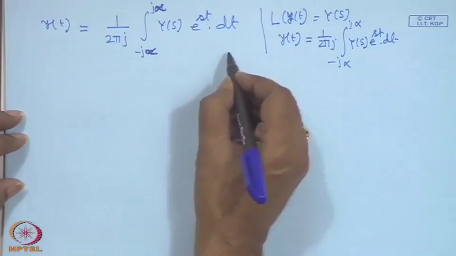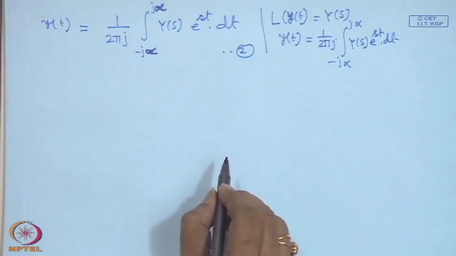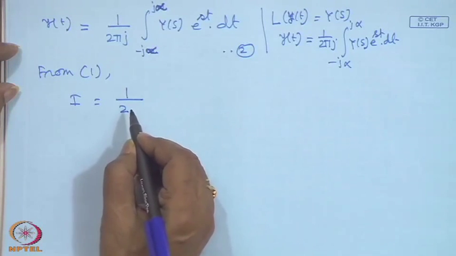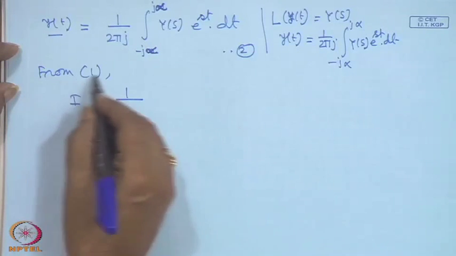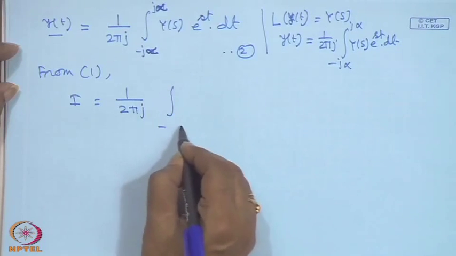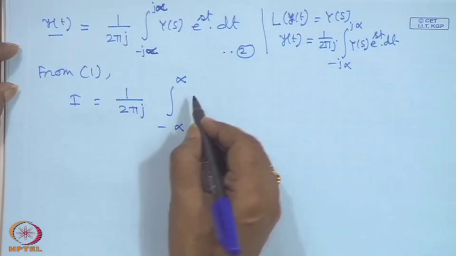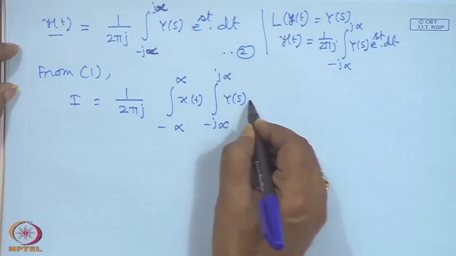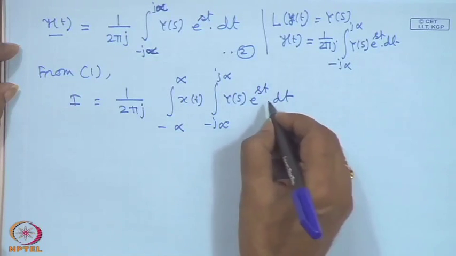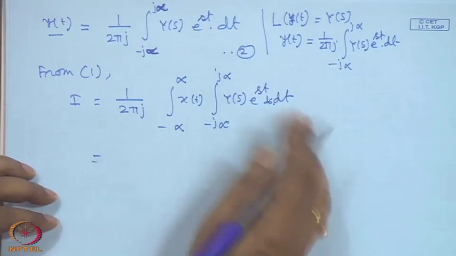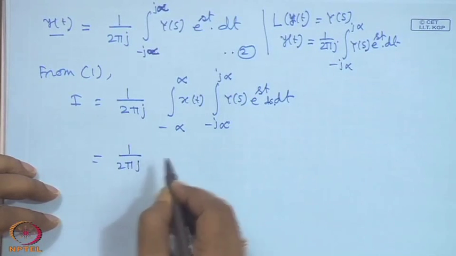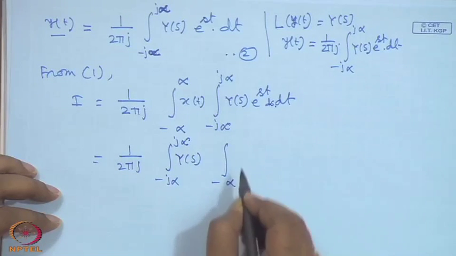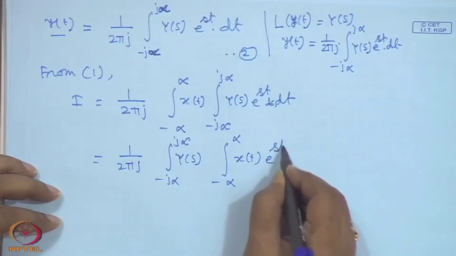Let us call this equation number 2. If we substitute it into equation 1, replacing y of t by this expression, we get I equal to 1 by 2 pi j times the integral over x of t, times the integral from minus j infinity to plus j infinity of y of s e to the power s t ds dt. By rearranging this, we get the integral from minus j infinity to plus j infinity of y of s times the integral from minus infinity to plus infinity of x of t e to the power s t dt.